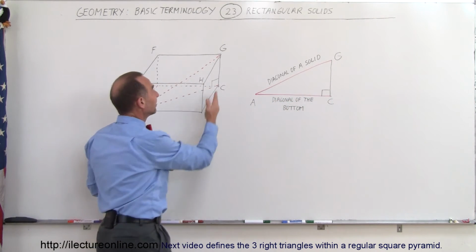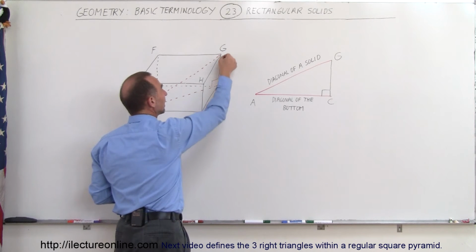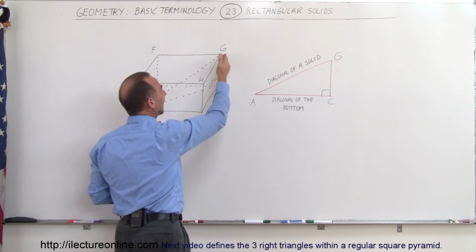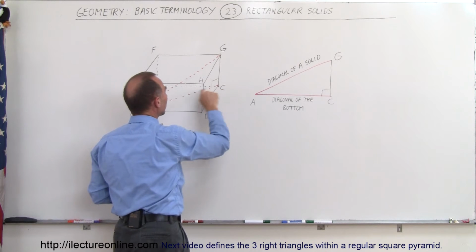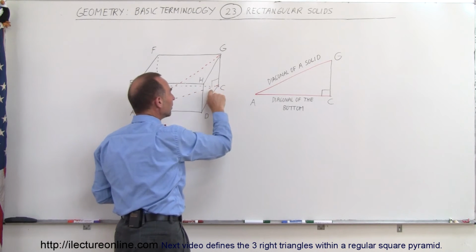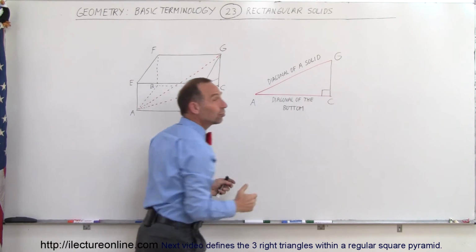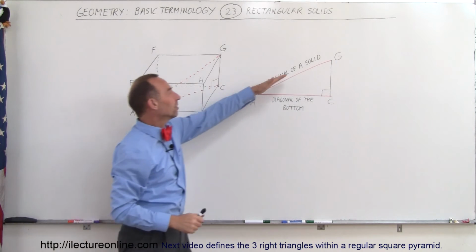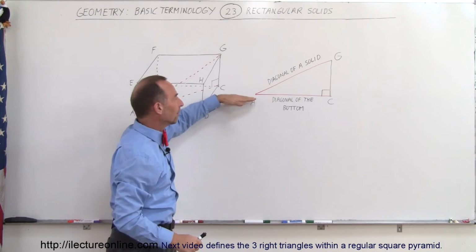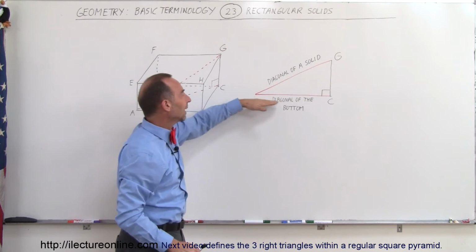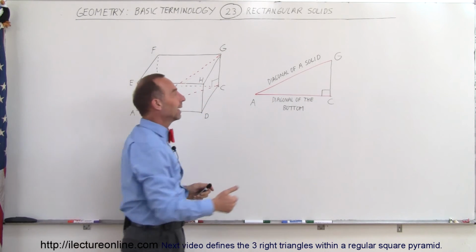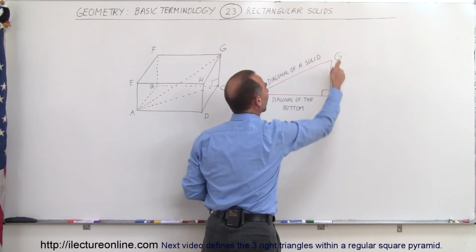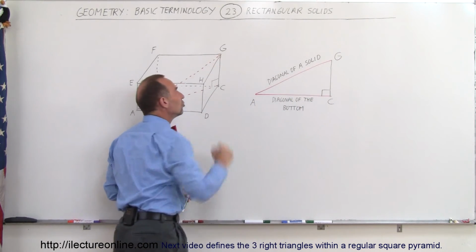And notice that this line right here, the rib of the solid, or the edge of the solid, and the line along the diagonal of the bottom, they form a right angle. So that figure there forms a right triangle, with the hypotenuse equal to the diagonal of the solid, and the bottom leg equal to the diagonal of the bottom. And then this, of course, would be the length of the side running from C to G.